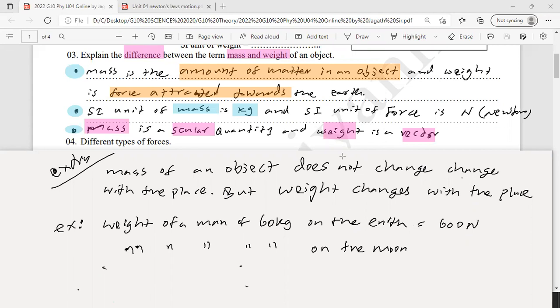Right? Now, please highlight: on the earth, he is 600 Newton. On the moon, will he be less than 600 or more than 600? Definitely less than 600. The mass won't change. Here also 60 kilos. Mass same, but weight changes. This is very, very important.